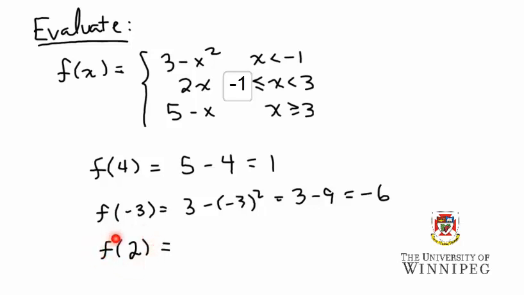Finally, for f at 2, 2 lies on this interval. 2 is in between negative 1 and 3, so we're going to use this piece here to do our evaluation. We get 2 times 2, which is 4.